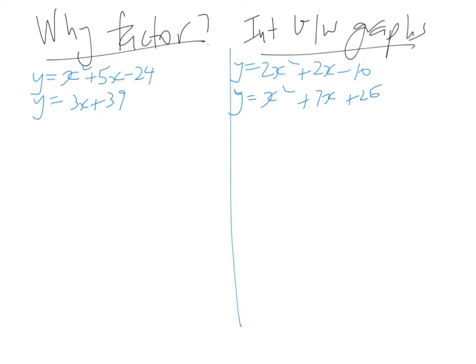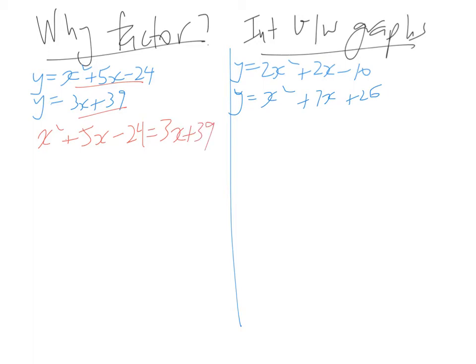Now, what we have to do for this is let the two equations equal each other, because we're trying to find where they are the same, the common points they have. So we're going to say x squared plus 5x minus 24 equals 3x plus 39. This is essentially solving simultaneous equations.